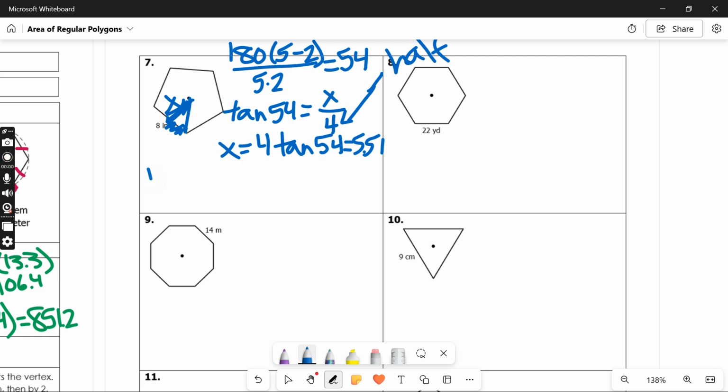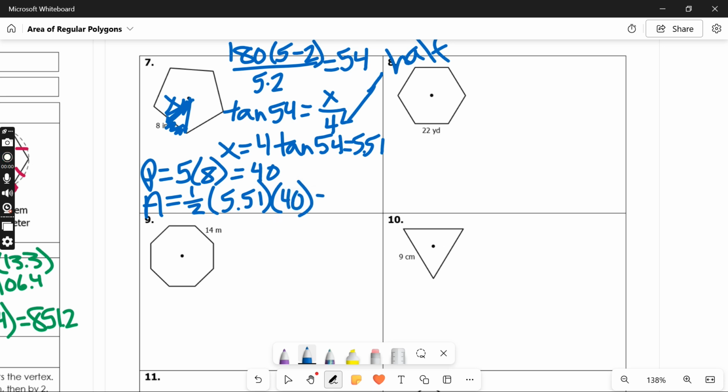So the next thing I'm going to do is find the perimeter. So perimeter is going to be 5, because there's 5 sides, times 8, which is 40. And then I have everything for my formula. My area is going to be 1/2 my apothem, which is 5.51, times my perimeter, which is 40. So my overall area is going to be 110.2.